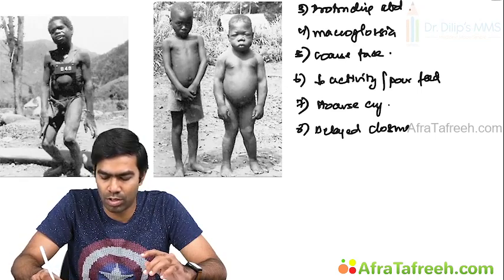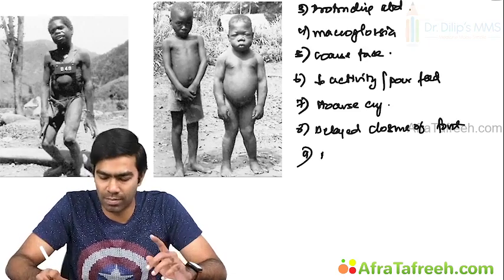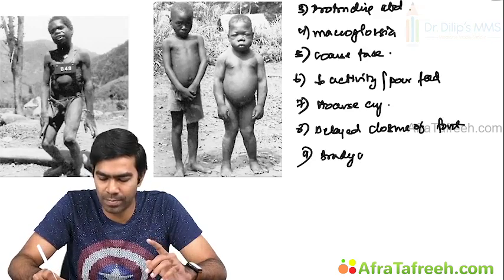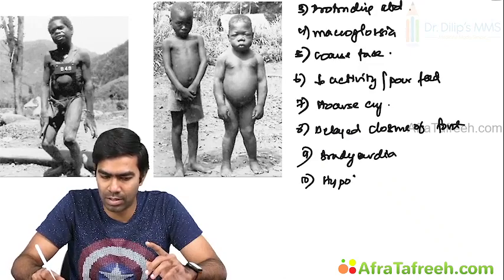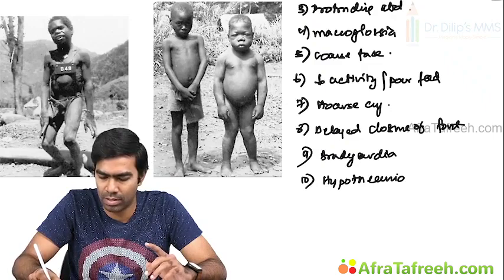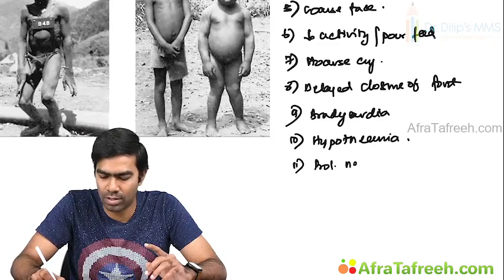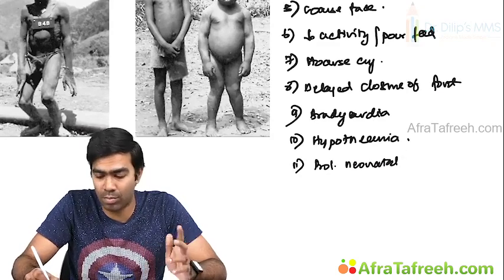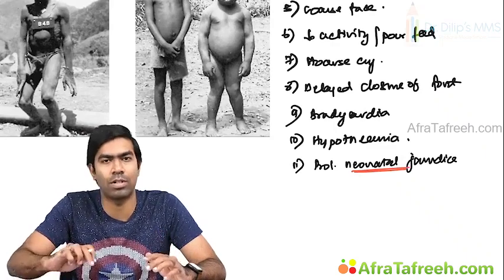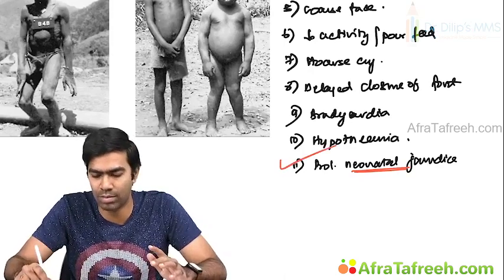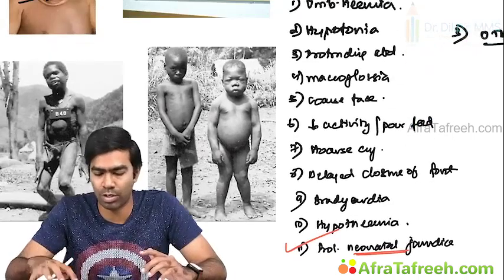Delayed closure of fontanelles. Apart from that, in the neonatal period itself, many of the children will experience bradycardia. They might experience hypothermia, and they can also have a prolonged neonatal jaundice. This is a very important point. There are many causes of prolonged neonatal jaundice, but congenital hypothyroidism is one important cause. The examiner will surely give this if he wants you to diagnose a congenital hypothyroidism: prolonged neonatal jaundice.